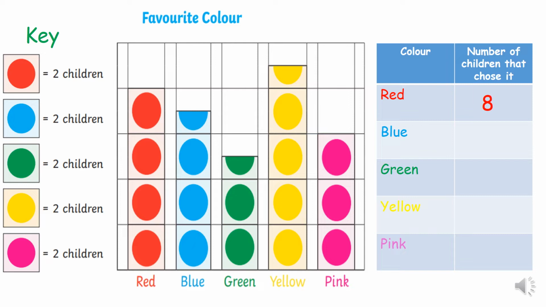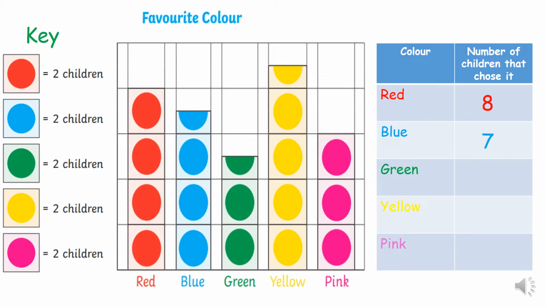So let's find the blue section of the pictogram, and just like last time, we're going to count up in twos, and then we're going to stop when we've counted the full circles. So 2, 4, 6, and then we've got another half, which is 1, which makes 7. So 7 children chose blue as their favourite colour. It's a little bit trickier with a scaled pictogram because we have some half numbers to work out.